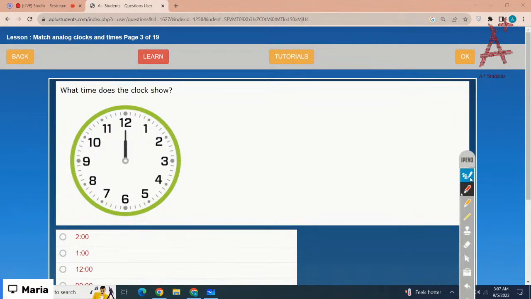What time does the clock show? You can see both the hour hand and the minute hand point to the same 12, right? So that means that is 12 hours, and for the minutes it would be 00. The numbers represent the hours and these lines represent the minutes. So that means it is 12 hours and 0 minutes. So option number 3 is the correct option.